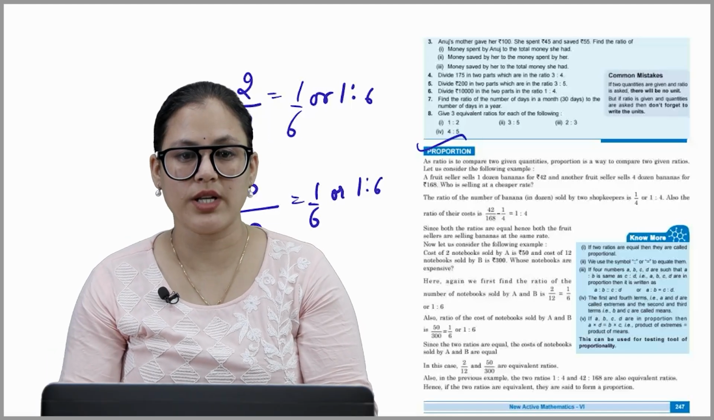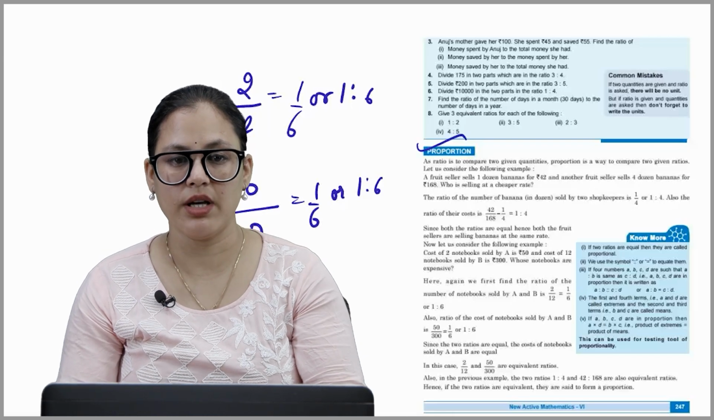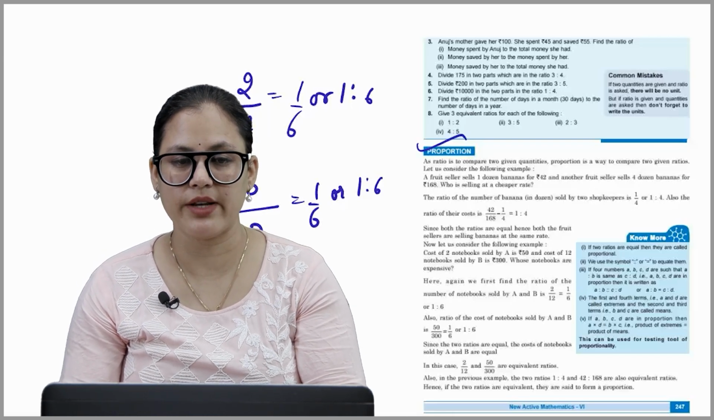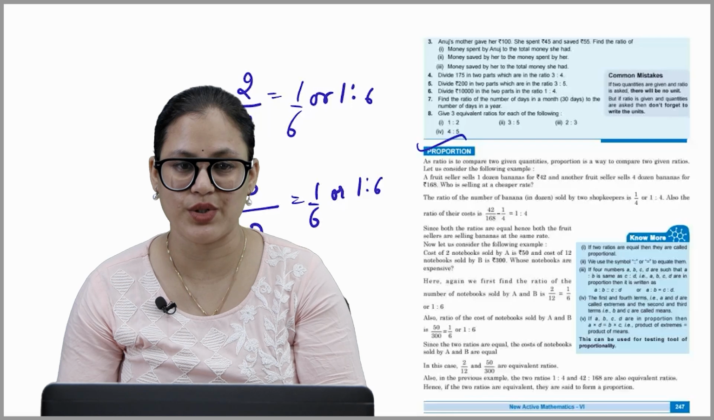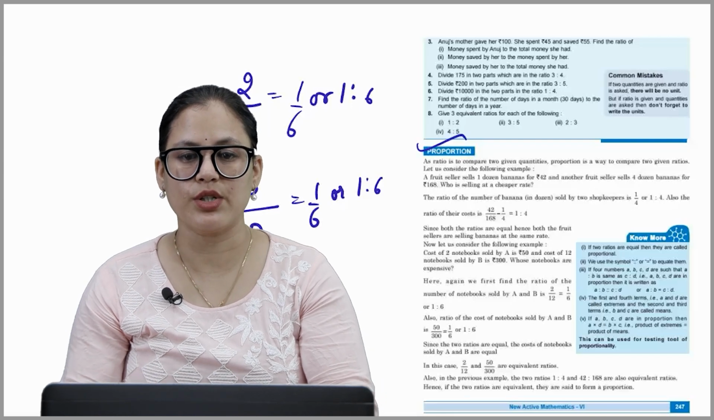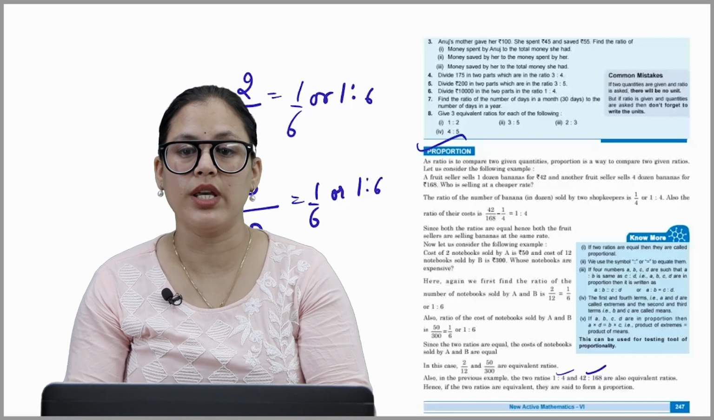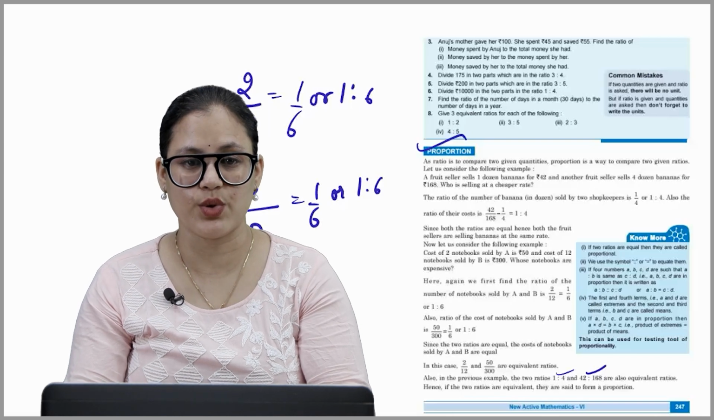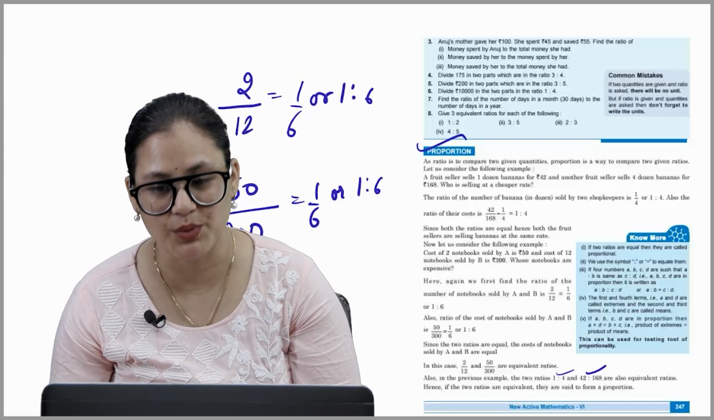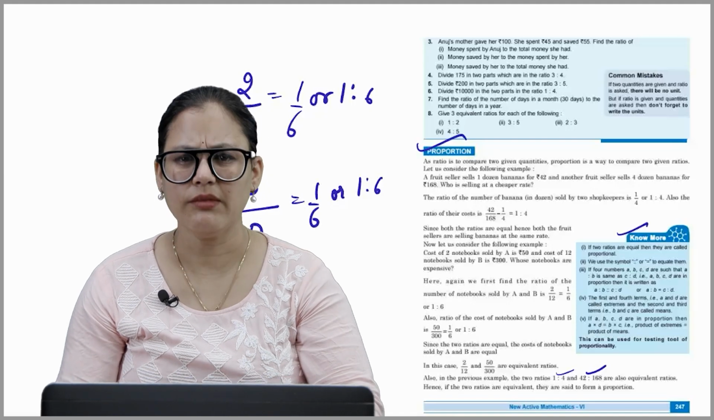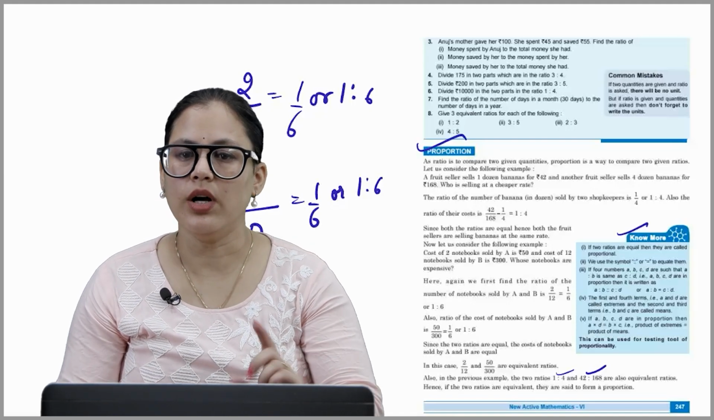Since the two ratios are equal, the costs of notebooks sold by A and B are equal. In this case, 2/12 and 50/300 are equivalent ratios. Also, in the previous example, the two ratios, that is 1:4 and 42:168, are equivalent ratios. Hence, if two ratios are equivalent, they are said to form a proportion. If the two ratios are equal, then they are called proportional.